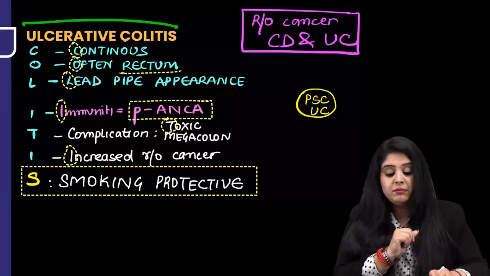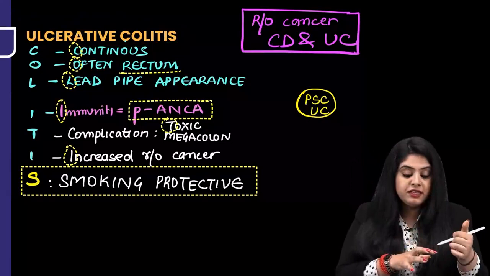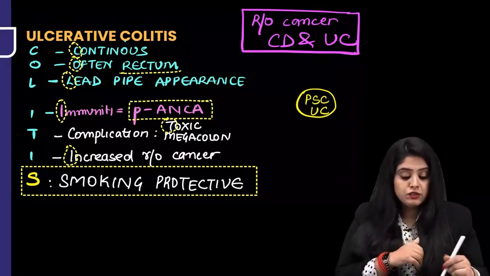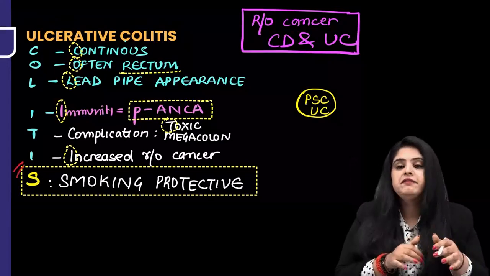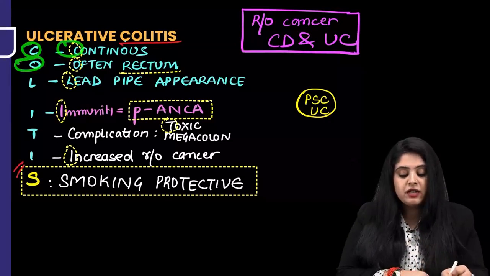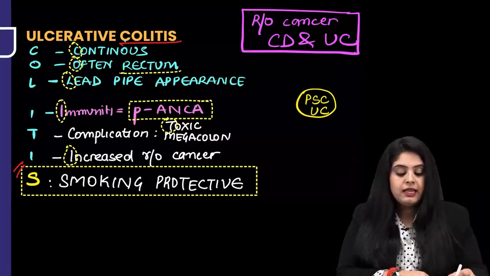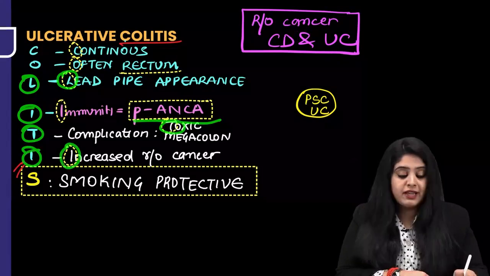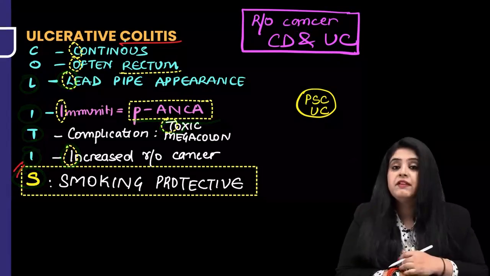So remember, many people who have ulcerative colitis, if they smoke, will always say that after smoking my symptoms are relieved. So smoking can be protective and can also be one of the relieving factors in ulcerative colitis. So look, the colitis mnemonic is done. Should we do a recap? C is continuous lesion starting from the rectum and going backward. L for lead pipe appearance. Immunity is P-ANCA. Complication is toxic megacolon. Increased risk of cancer. Smoking is preventive.